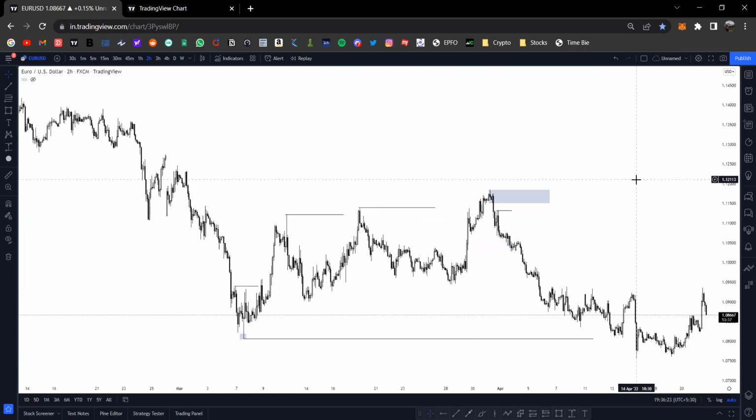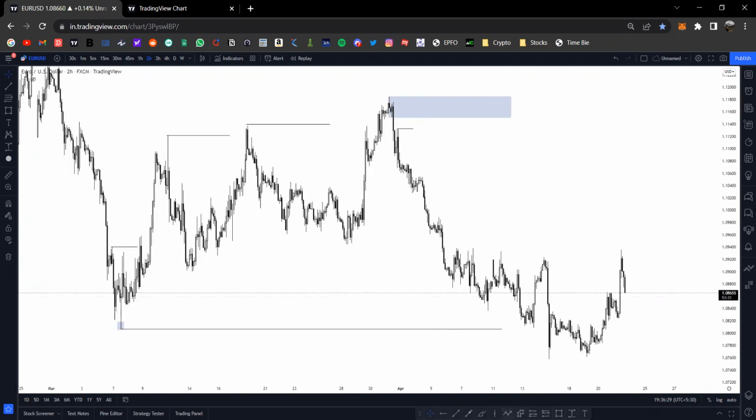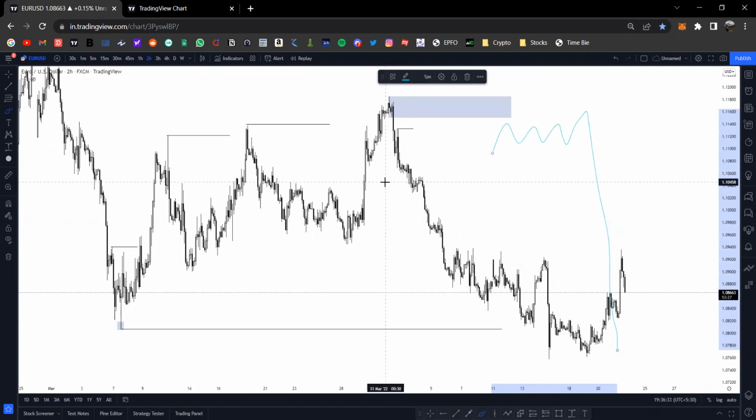So if I'm looking for a swing trade setup, I will wait for price to come in here, and I will look for sells around these two. And if price takes out this high, this is the swing high.